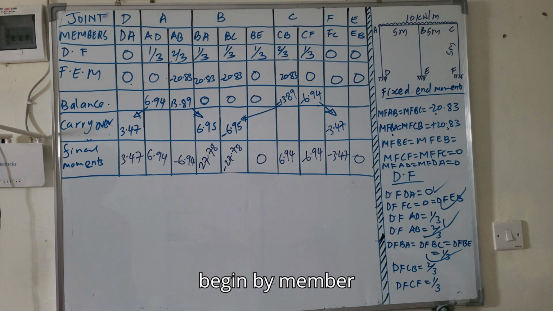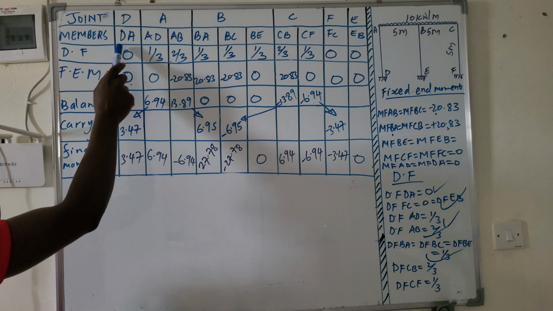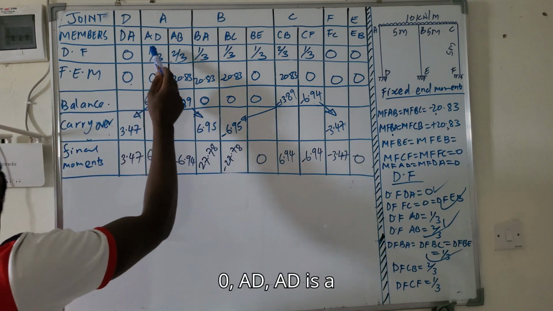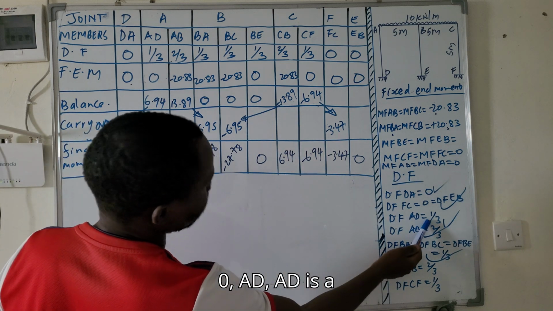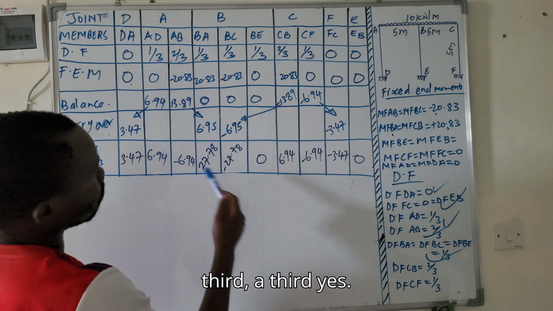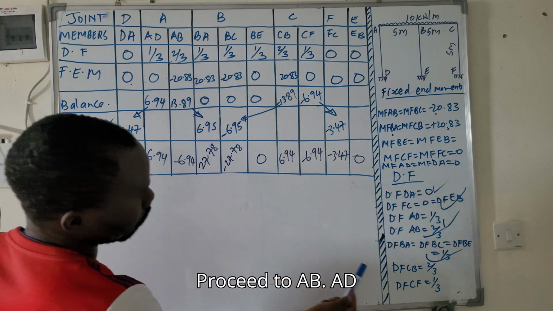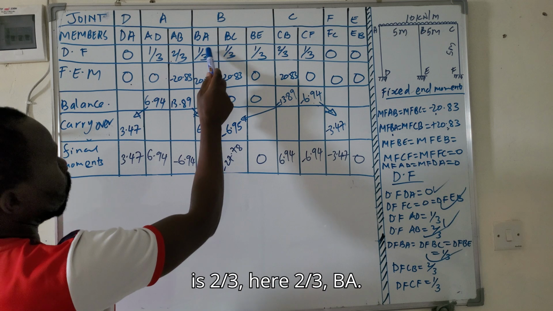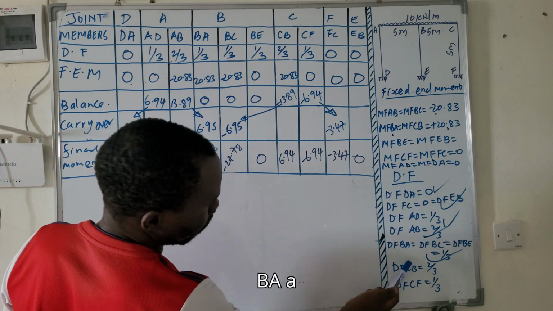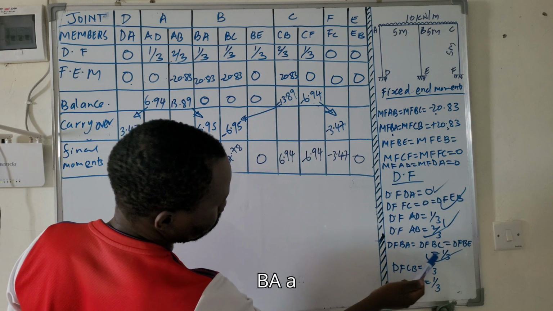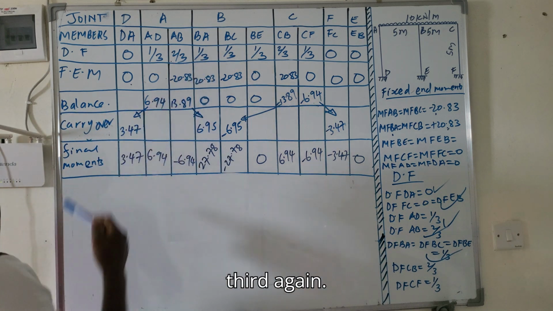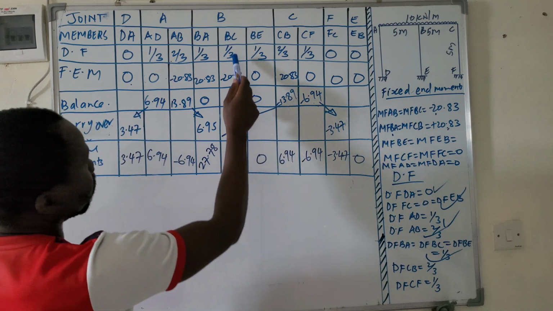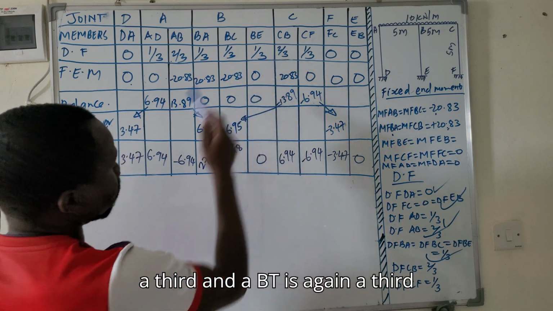So we begin by member DA. DA is 0. AD is a third. We proceed to AB. AB is 2 over 3. BA is a third again. BC is a third again, and BE is again a third.